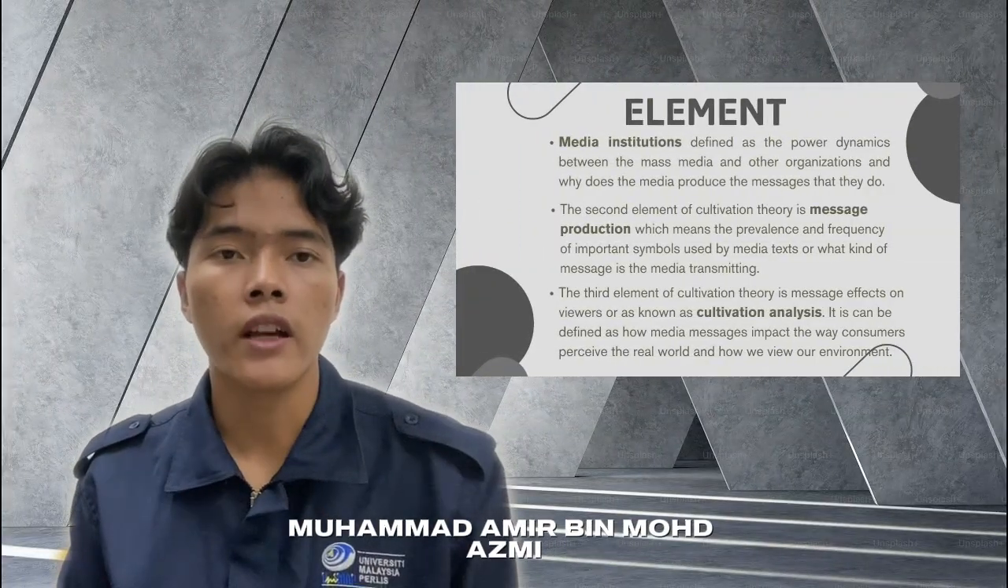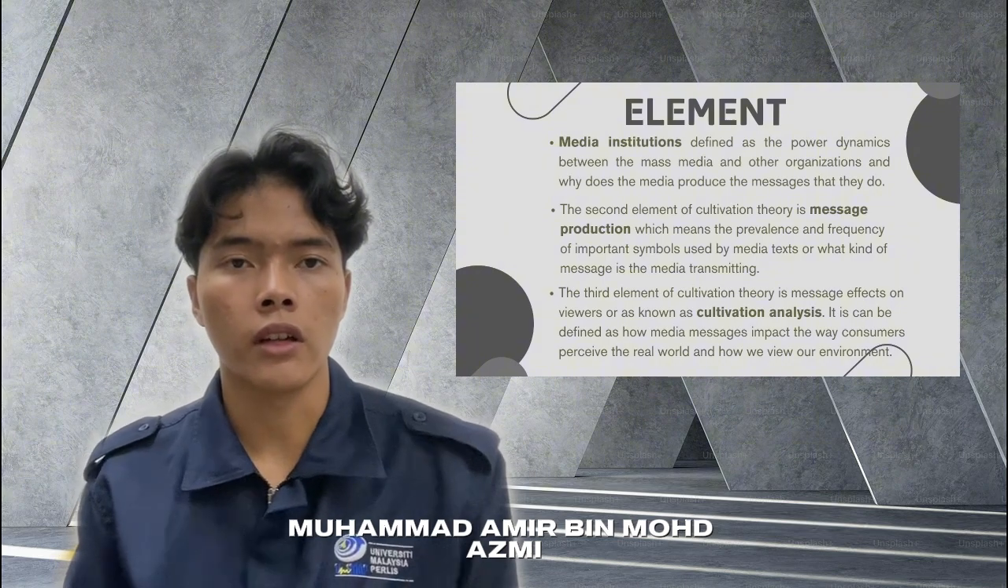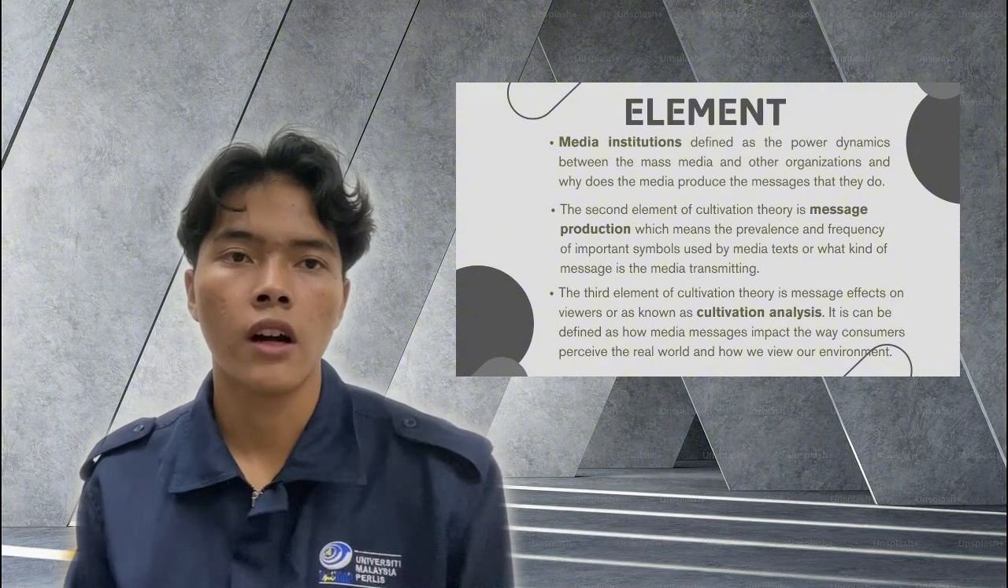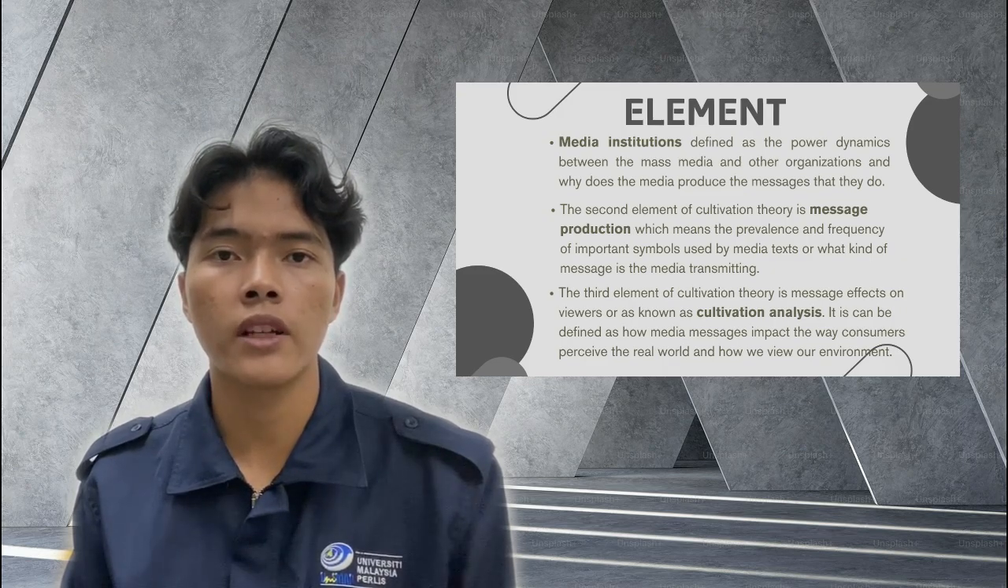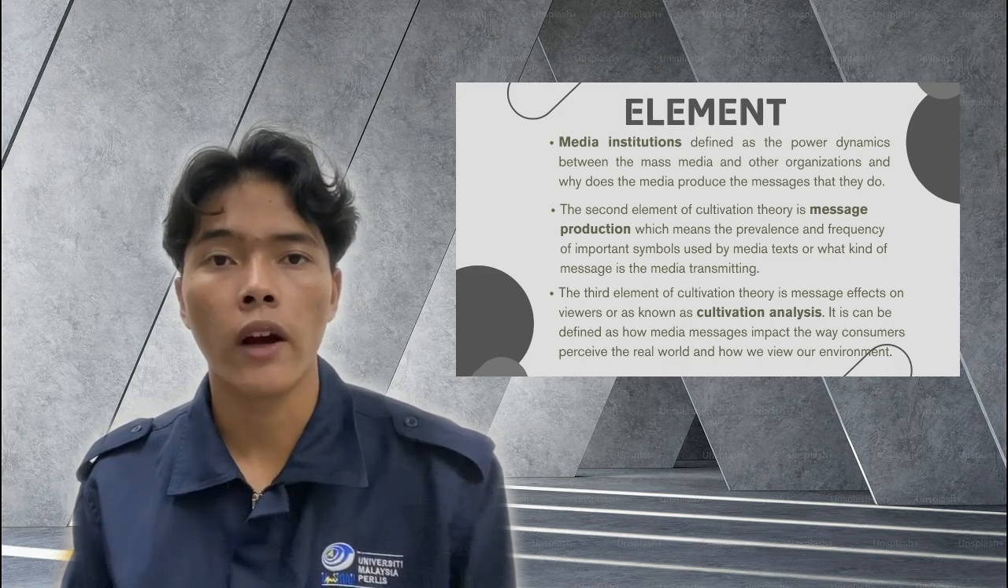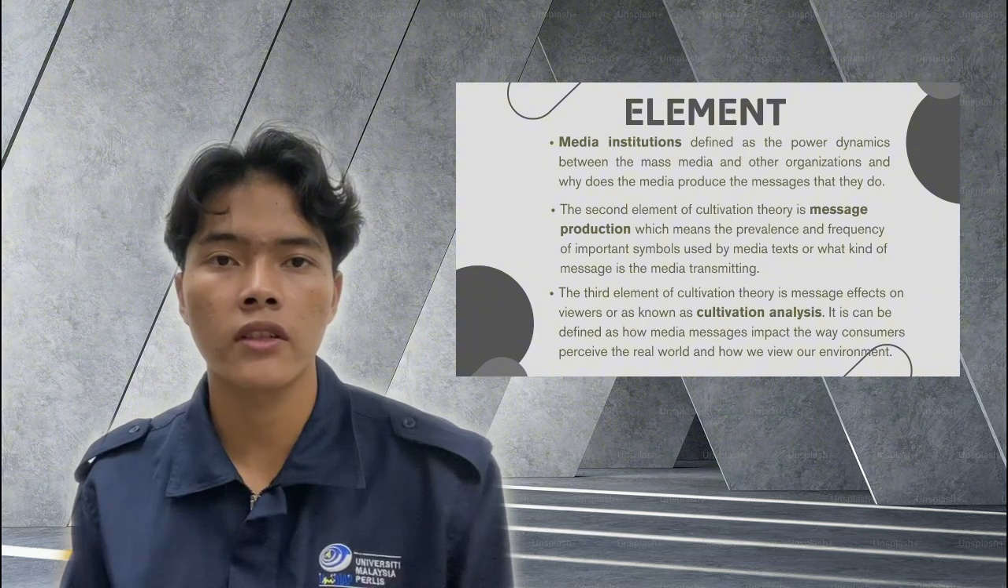There are three elements in cultivation theory. The first one is media institutions. Media institutions are defined as the power dynamics between the mass media and other organizations, and why the media produce the messages that they do. The second element of cultivation theory is message production, which means the prevalence and frequency of important symbols used by media texts, or what kind of messages the media is transmitting.